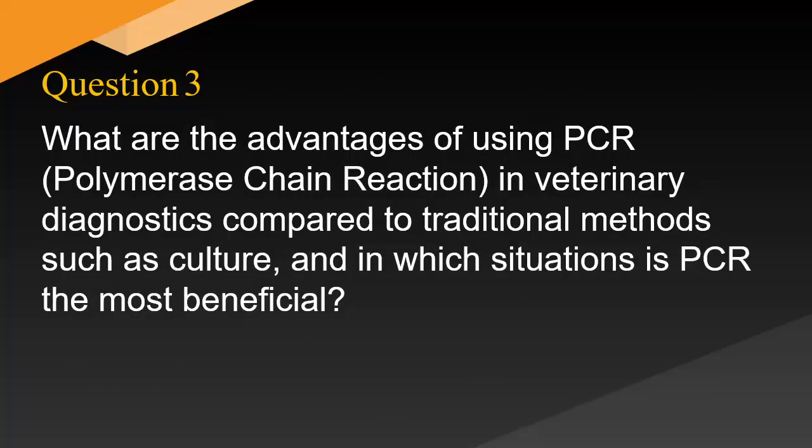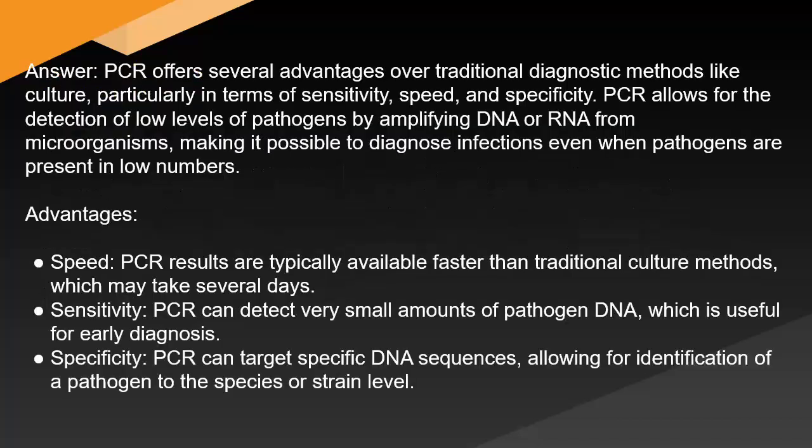What are the advantages of using PCR, polymerase chain reaction, in veterinary diagnostics compared to traditional methods such as culture, and in which situations is PCR the most beneficial? Answer: PCR offers several advantages over traditional diagnostic methods like culture, particularly in terms of sensitivity, speed, and specificity. PCR allows for the detection of low levels of pathogens by amplifying DNA or RNA from microorganisms, making it possible to diagnose infections even when pathogens are present in low numbers.